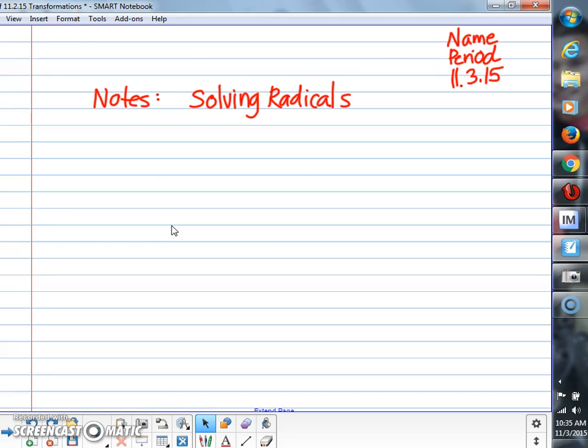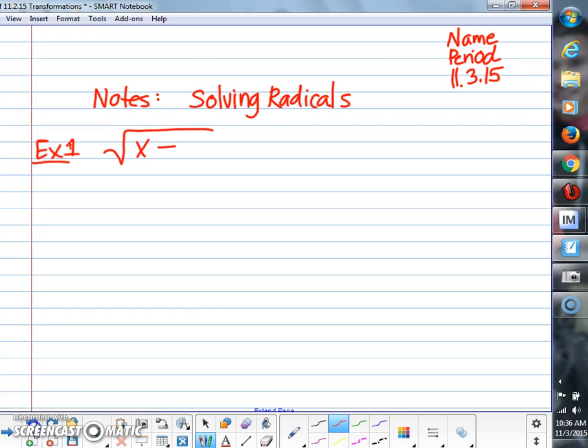Okay, let's go ahead and start. I have a couple of examples to give you. So on a sheet of paper, go ahead and put your name, period, and class date. We're going to take notes on solving radicals. Our first example, so we're going to call this example 1. It's going to be the square root of x plus 2, plus 4 equals 7.